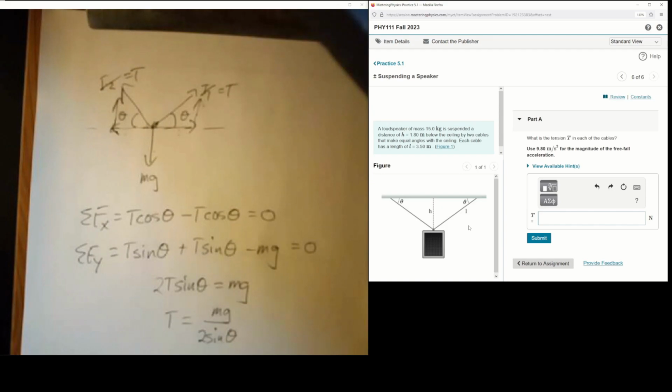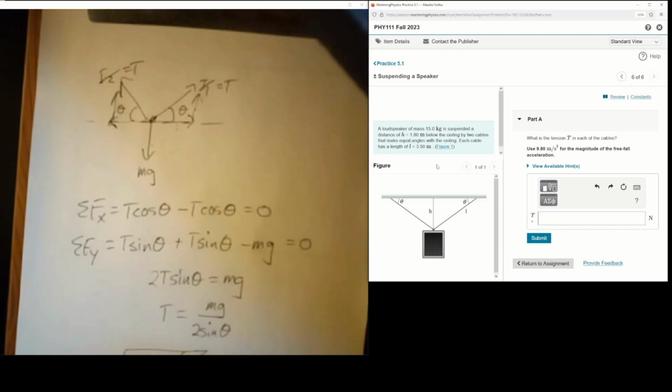And they do want a number here. So we know the mass. They're telling us it's 15 kilograms, so standard units there. So we got the mass, g is 9.8. What we don't have is the angle, but they do give us the dimensions of these right triangles. So they're telling us that the height is 1.8. Yep, that's 1.8. And they're telling us the hypotenuse length is 3.5.